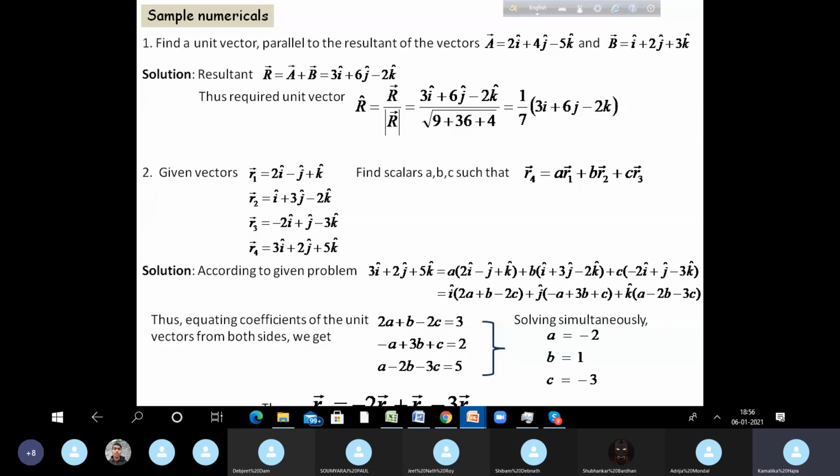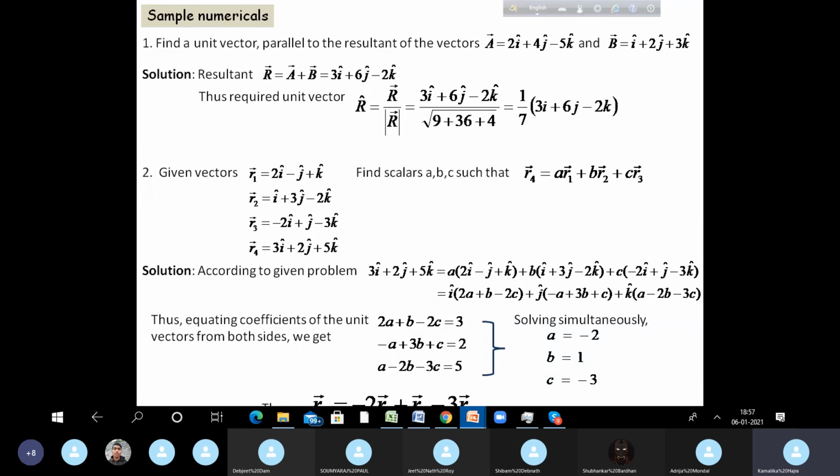So basically you have written R4 as equal to -2R1 plus R2 minus 3R3. Now what does this mean? Remember our discussion on dependent and independent vectors? Since we have been able to write R4 in terms of R1, R2, and R3, these 4 vectors form a set of dependent vectors. They are dependent on each other.